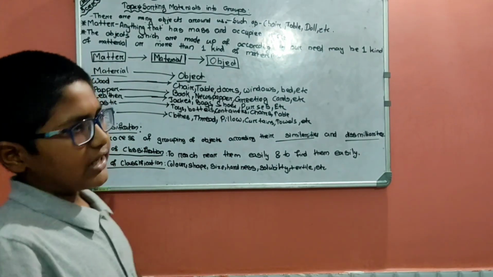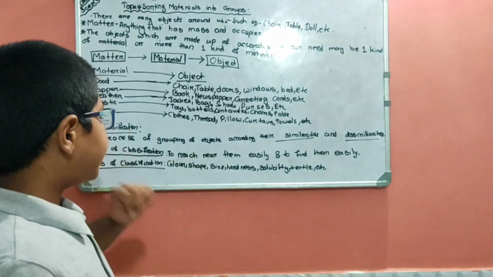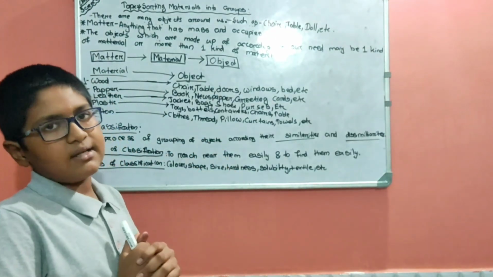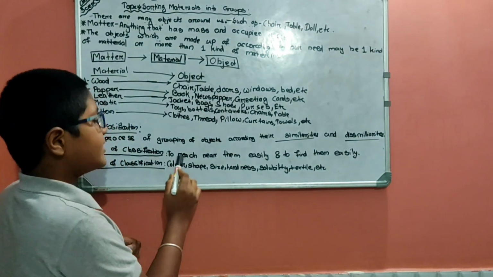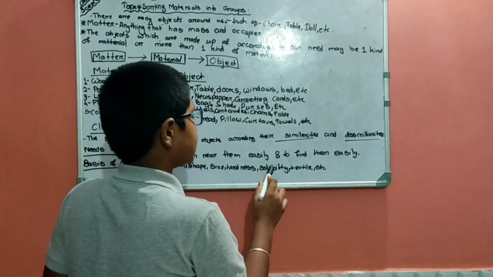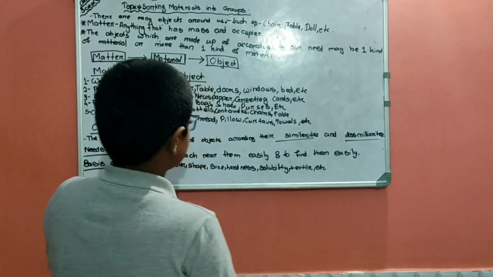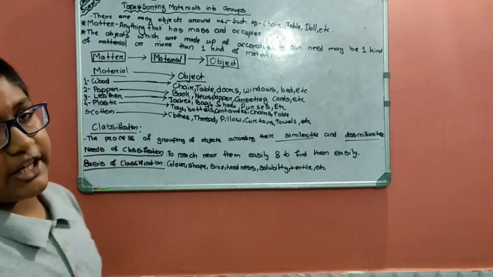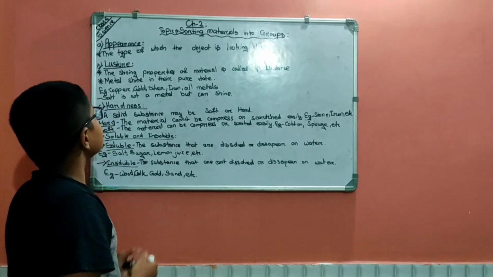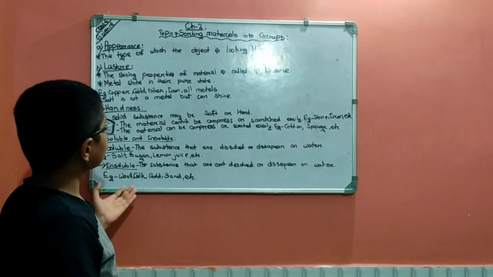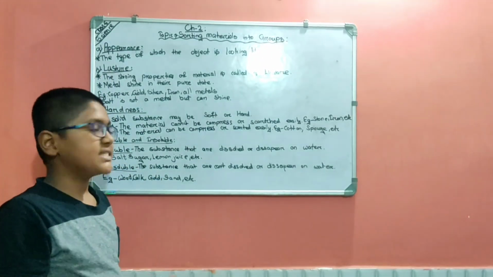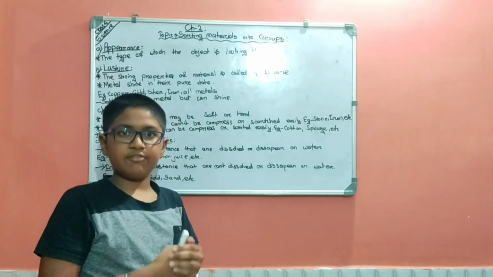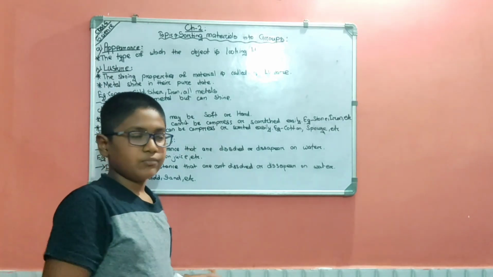Now the basis of classification: on which basis is classification done? Color, shape, size, hardness, solubility, texture, etc. On this basis classification is done. Next are the ways of classification, the ways in which we will classify objects. First comes appearance.